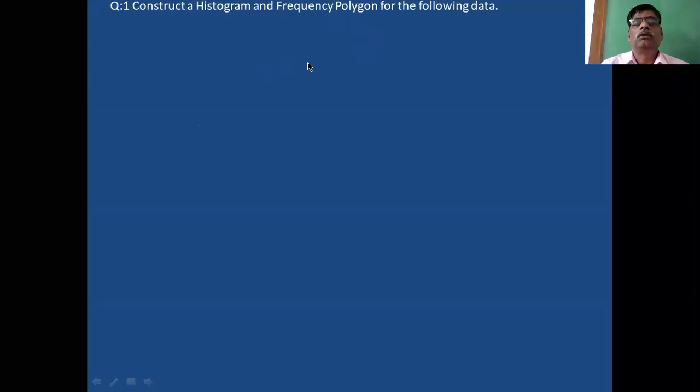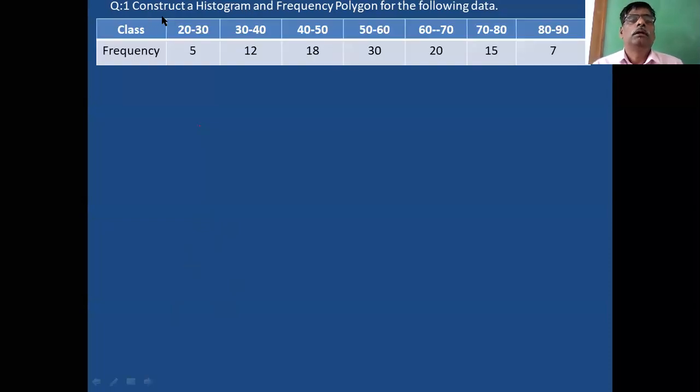Okay, this is the question. Construct a histogram and frequency polygon for the following data. For the following data, they asked to prepare a histogram diagram, histogram graph, and frequency polygon. Two aspects they asked. This question is asked for 5 marks. Okay. You see the question? The question is construct a histogram and frequency polygon for the following.